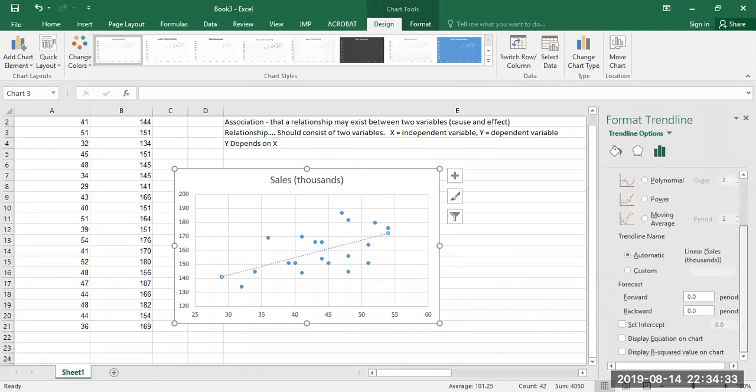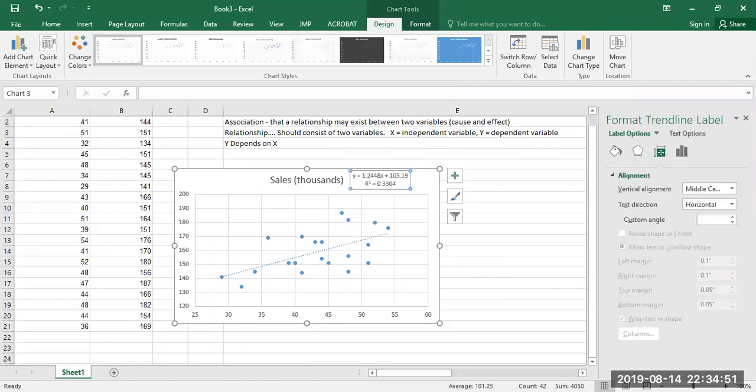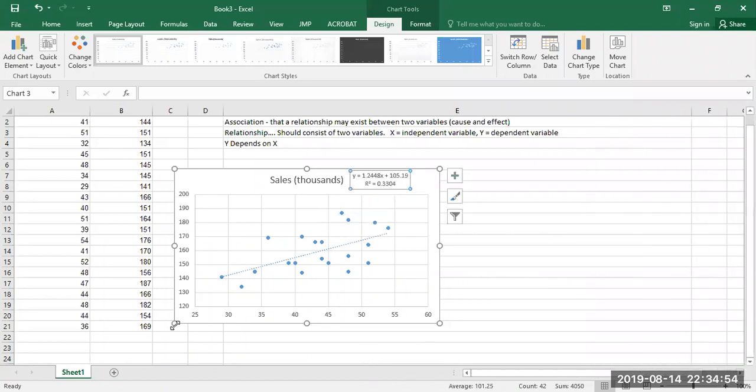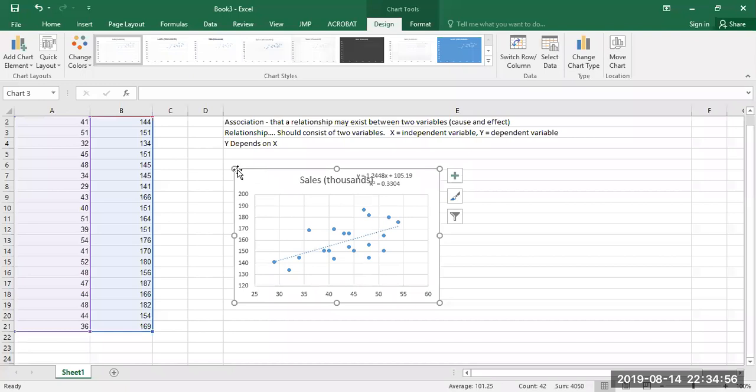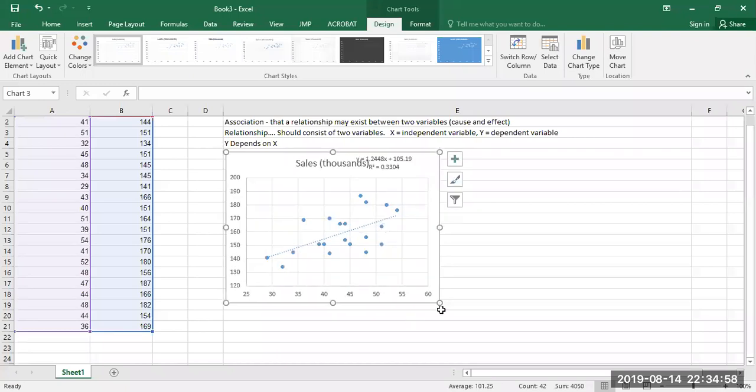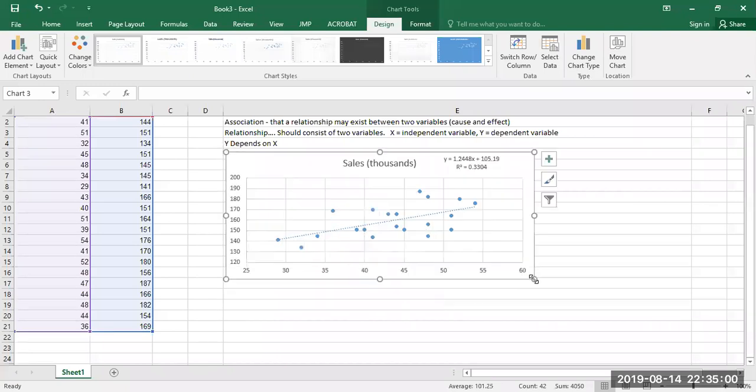And there's two other pieces that we're often interested in. We're interested in the equation of the line, so if there is a cause and effect, can I use it to make a prediction? And we're also interested in the correlation and coefficient of determination. So we would click to display that as well. If we do that, they will appear directly on our visual here. So now we have a scatter plot. Within our scatter plot, we have our x-axis being advertising, we have our y-axis being sales, and then we have an equation of the line and an R-squared.